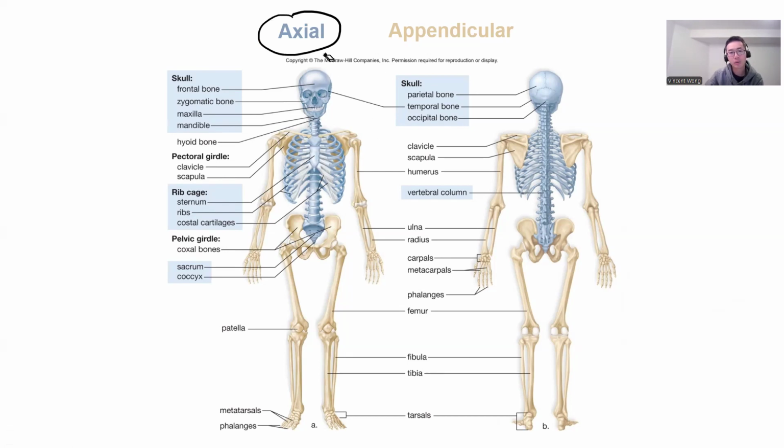Everything else, including the limbs and the pelvic girdle, as well as your shoulder blades, those are part of the appendicular skeleton. Okay. So you can almost see a question on the test, right? Which of the following bones belongs to the appendicular skeleton? You have to check them off, right? So we're going to be learning all these names together.